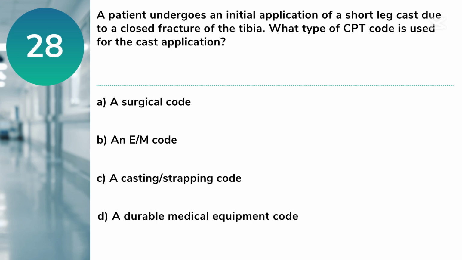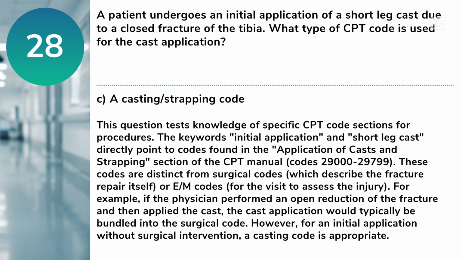Question 28. A patient undergoes an initial application of a short leg cast due to a closed fracture of the tibia. What type of CPT code is used for the cast application? A. A surgical code. B. An E/M code. C. A casting/strapping code. D. A durable medical equipment code. Answer: C. A casting/strapping code.